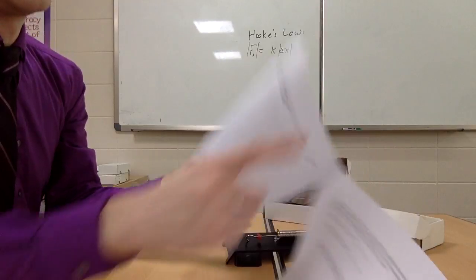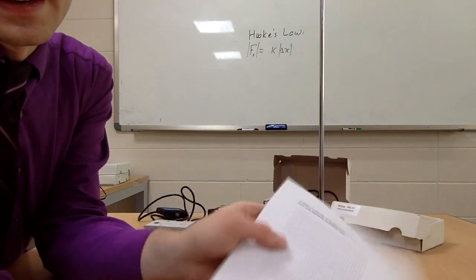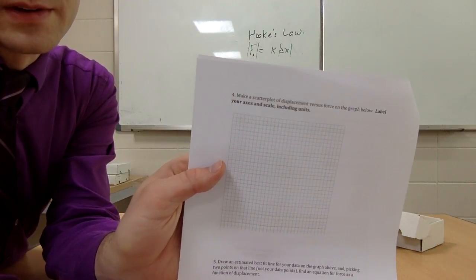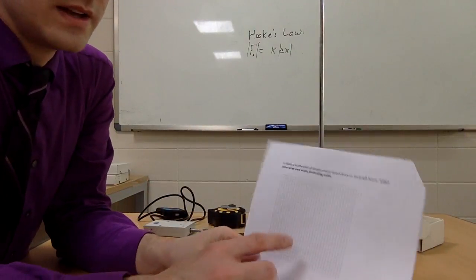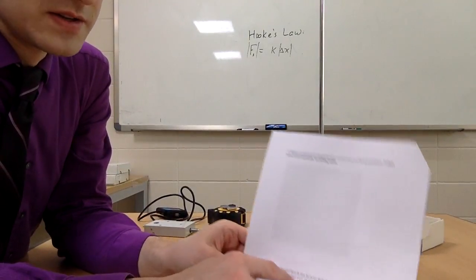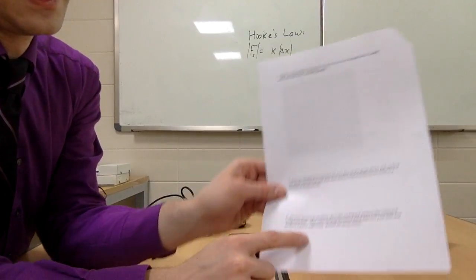Once you have all that data, you're going to make a scatter plot. Put displacement on the x-axis, force on the y-axis, label your axes, label your scale, and make a scatter plot of the data. Then you're going to draw a best fit line and find an equation for the best fit line. Here, the best fit line that you draw.